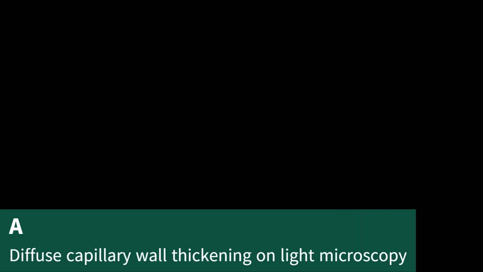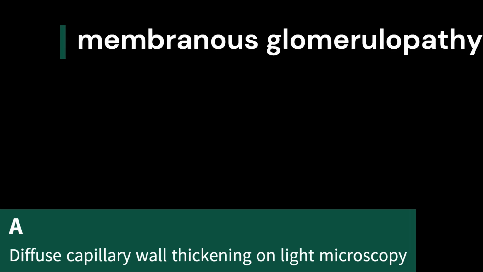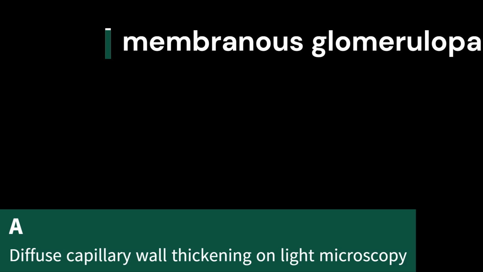Let's briefly discuss the other options. A. Diffuse capillary wall thickening on light microscopy. Uniform, diffuse thickening of glomerular capillary walls on light microscopy is characteristic of membranous glomerulopathy, one of the most common causes of nephrotic syndrome in adults. Manifestations of nephrotic syndrome include generalized edema, marked proteinuria, greater than 3.5 gram per day, hypoalbuminemia, hyperlipidemia, and lipiduria.